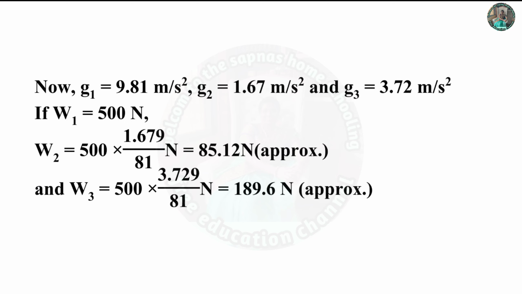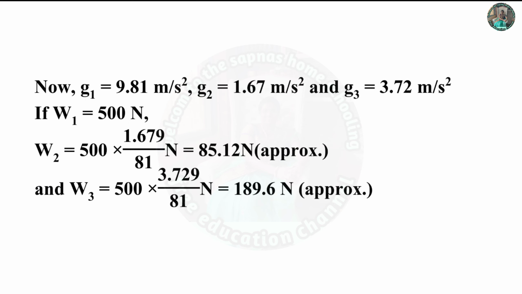Now g1 is equal to 9.81 meter per second square, g2 is equal to 1.67 meter per second square, and g3 is equal to 3.72 meter per second square. If W1 is equal to 500 Newton, W2 is equal to 500 into 1.67 upon 9.81 Newton, which is equal to 85.12 Newton approx. And W3, meaning weight 3, is equal to 500 into 3.72 upon 9.81 Newton, which is equal to 189.6 Newton approx.